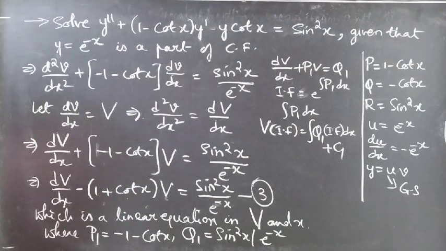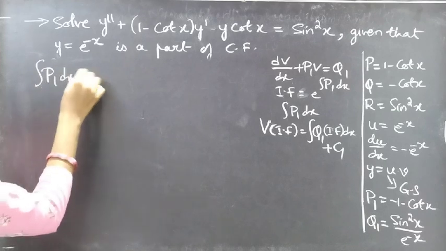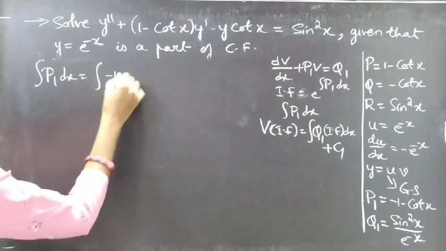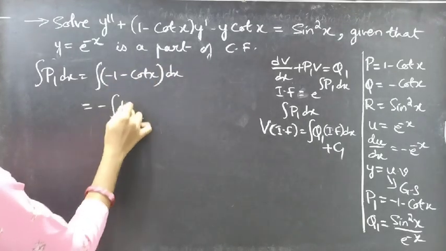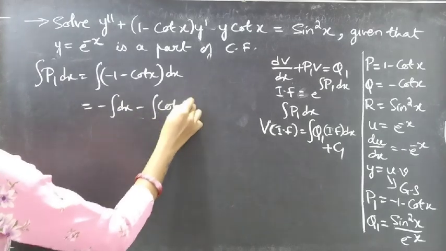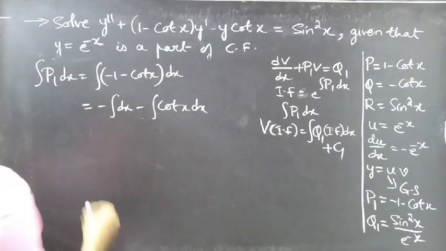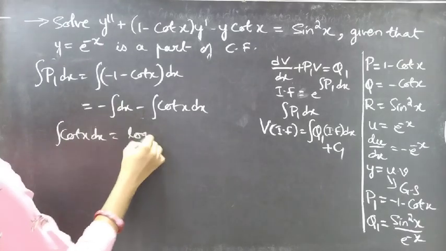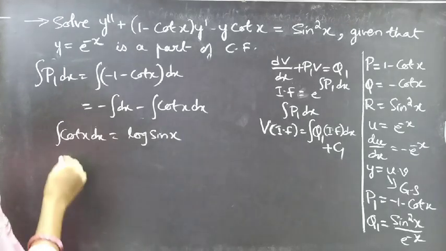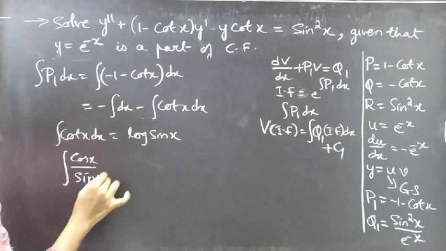So firstly let's find integral P1 dx, where P1 is minus 1 minus cot x, into dx. We can write it as minus integral dx minus integral cot x dx, right? We know that integral cot x dx is log sin x. If in case you forget the formula, just write cot x as cos x by sin x into dx.